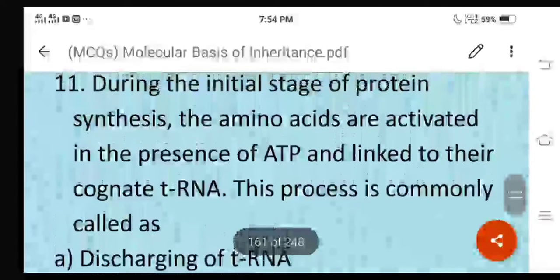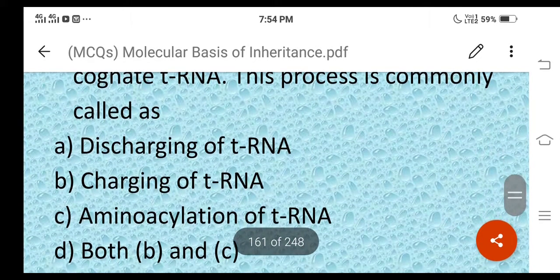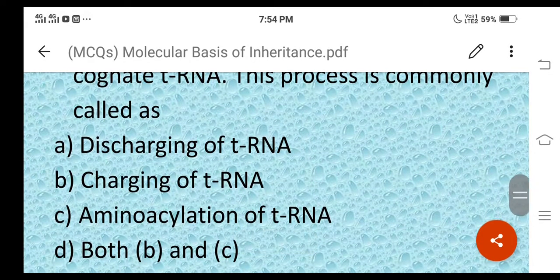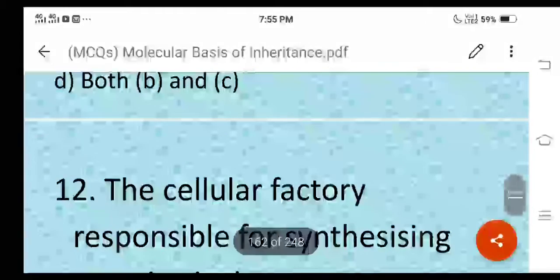During the initial stage of protein synthesis, the amino acids are activated in the presence of ATP and linked to their cognate tRNA. This process is commonly called charging of tRNA, and it is also called aminoacylation of tRNA. Because of this, which answer will become correct? Option D is the correct answer, both B and C, right? Then let us move on to the next question.